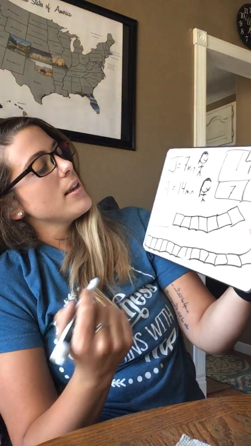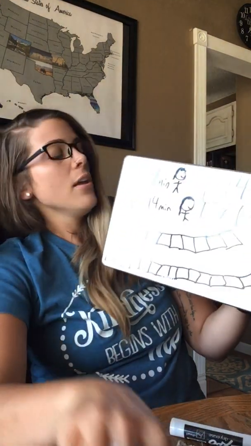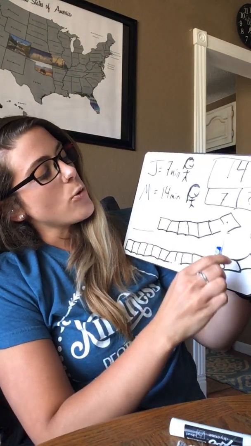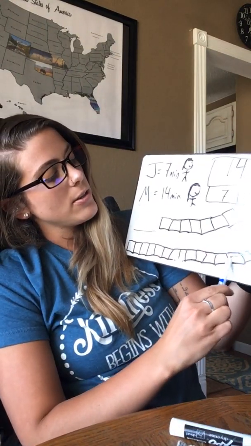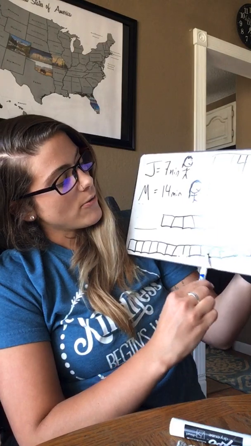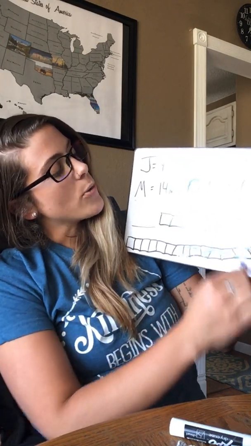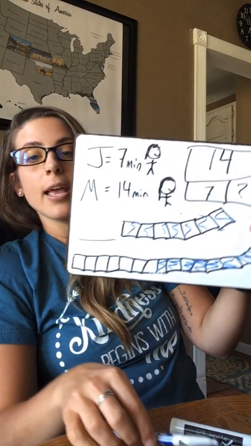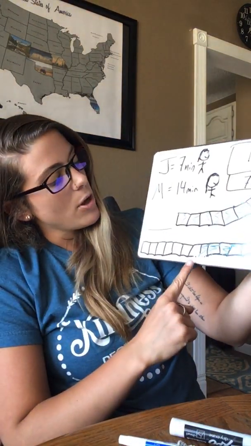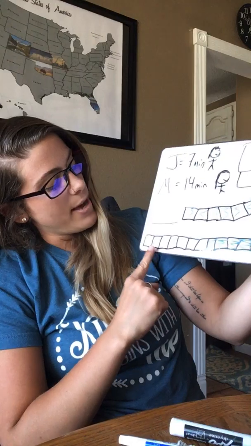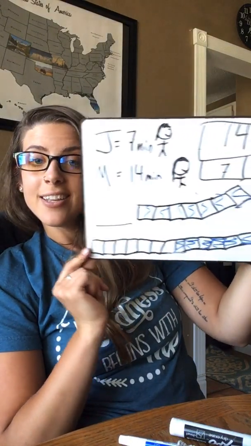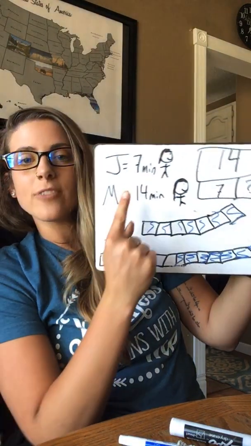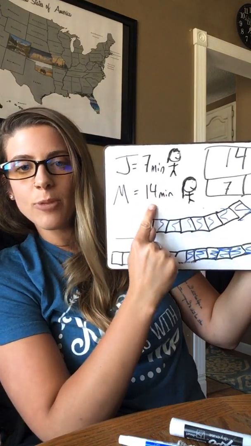So let's see. If she walked for 7, she walked for 14, there are a lot of ways we could solve. I could say, okay, well, I'm just going to take away 7 from this. 1, 2, 3, 4, 5, 6, 7. Take away one of those for every one of these. 1, 2, 3, 4, 5, 6, 7. And how many are left? Let's count. 1, 2, 3, 4, 5, 6, 7. So that's the difference. She walked for 7 less minutes than Mariana.